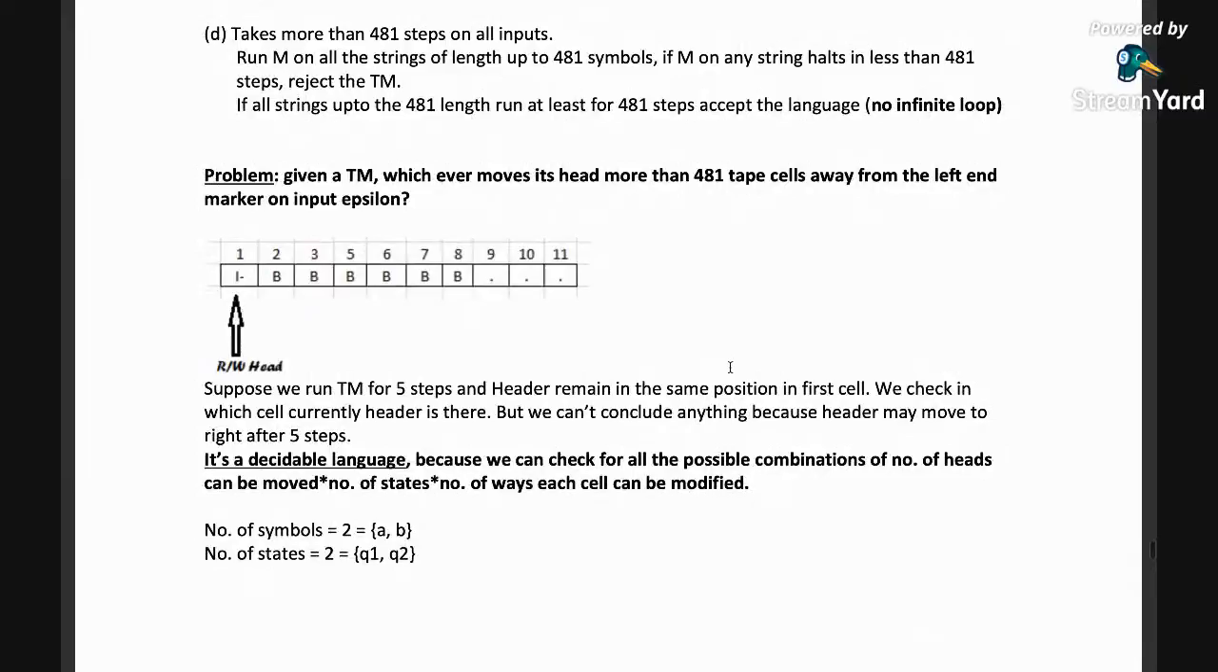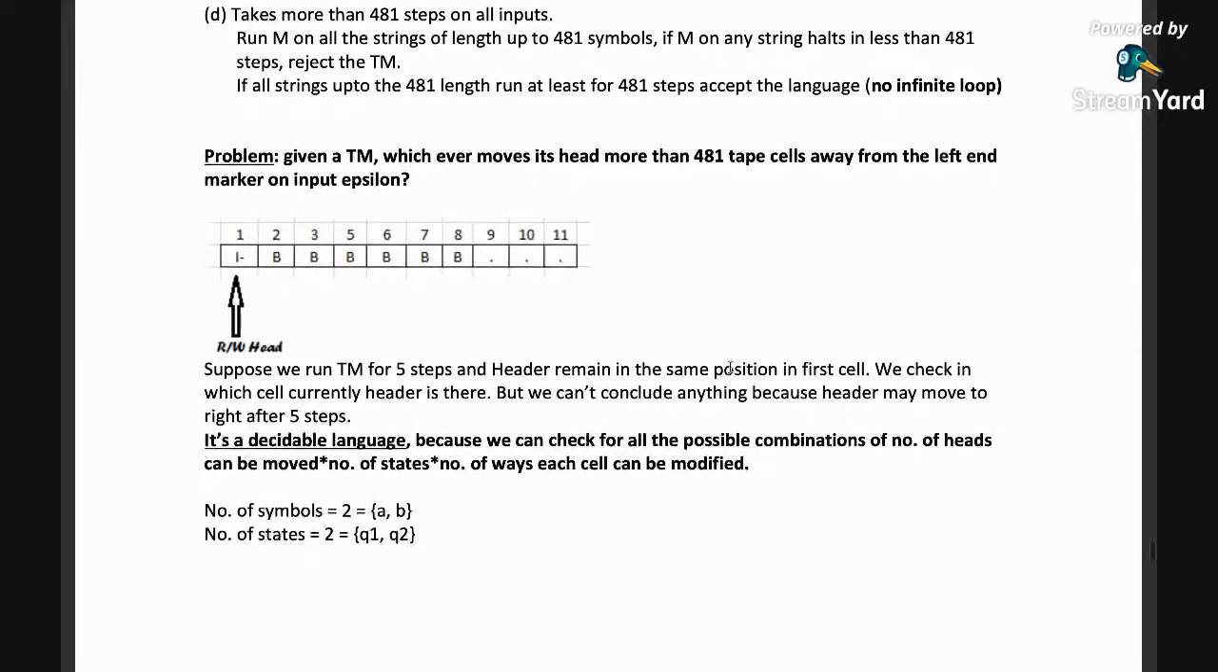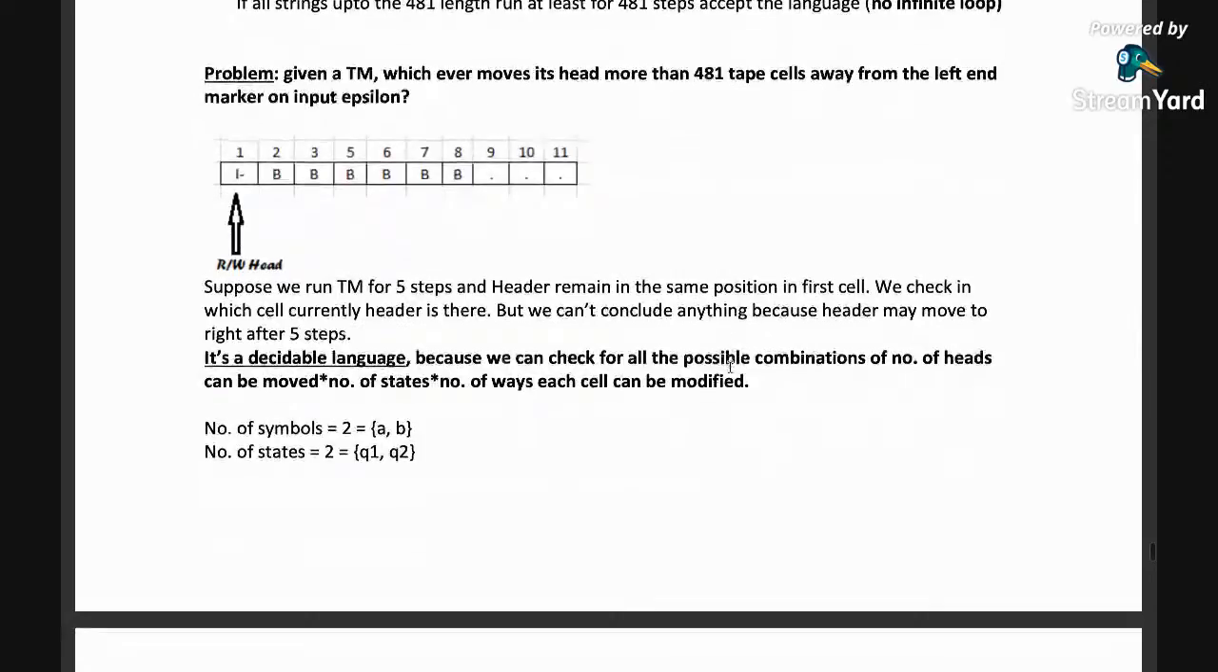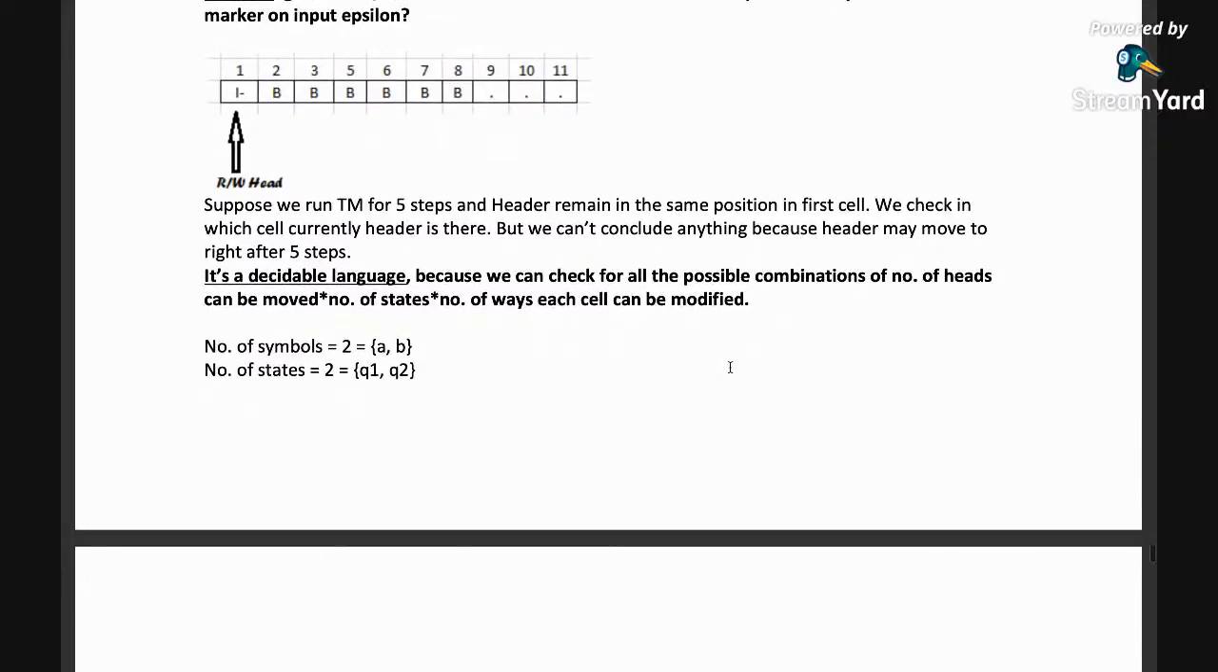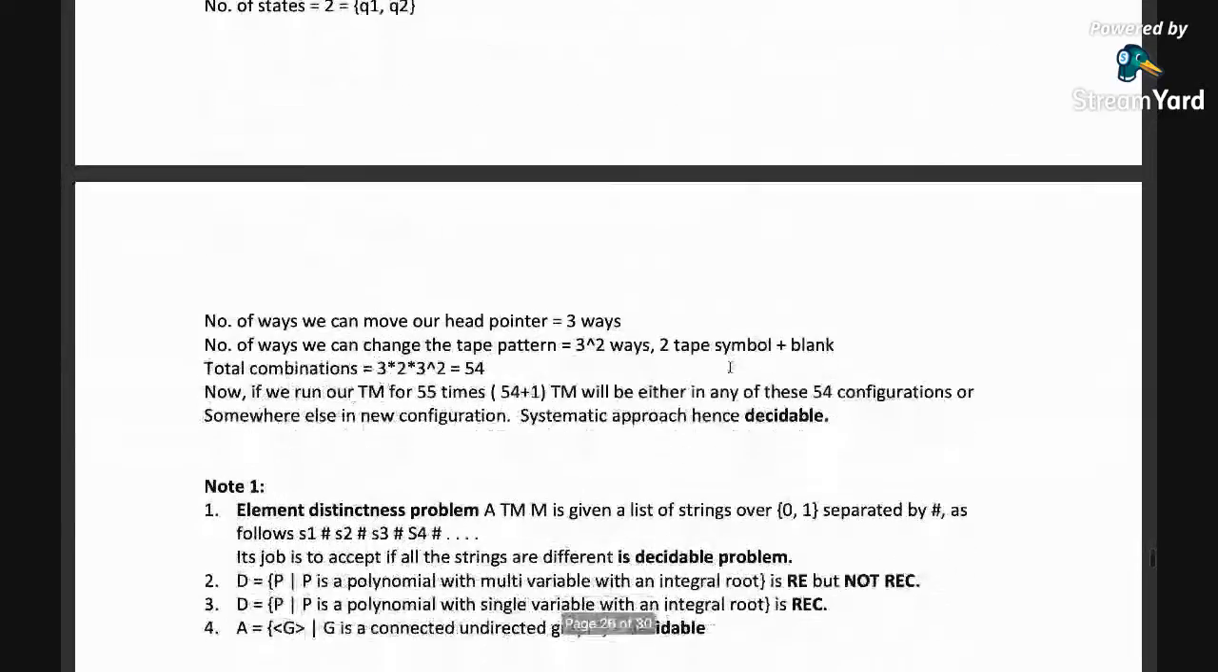Given a Turing machine, does it ever move its head more than 481 tape cells away from the left end marker on input epsilon? It's decidable because we can check for all the possible combinations of number of heads can be moved into number of states into number of ways each cell can be modified.